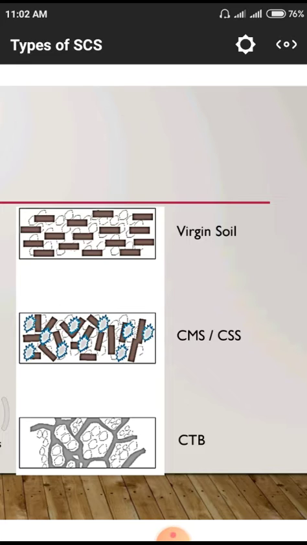In the third condition, we have a cement treated base. In this cement treated base, we can observe complete bonding between the particles, that means one particle to one particle, one particle to one particle. There may be some layers, so that there is high strength.